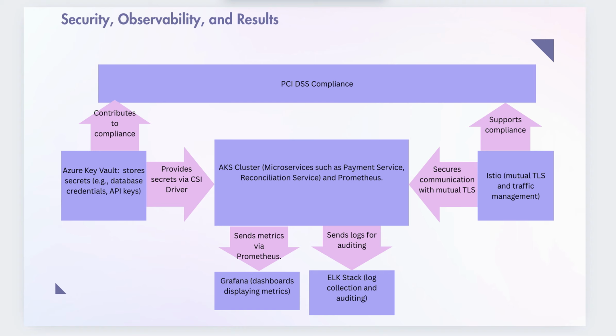The AKS cluster running Kubernetes 1.24 hosts our Java and Golang microservices such as the payment service, and serves as the foundation for our security and observability tools. It's hardened with CIS benchmarks and pod security policies, providing a secure environment for processing millions of transactions daily.